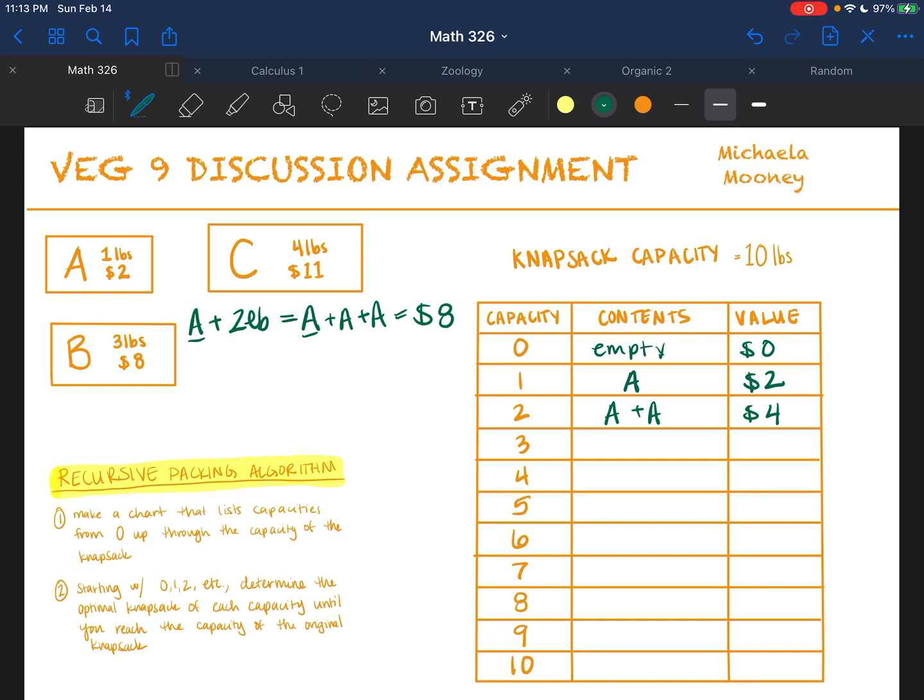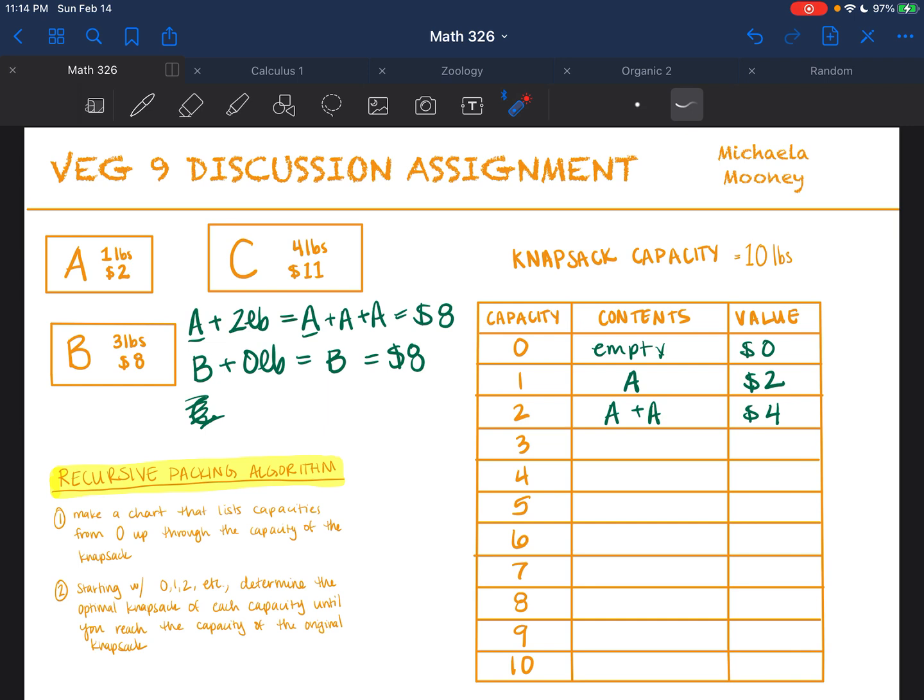And now we can actually look at B, because the capacity of our knapsack is 3 pounds. And B weighs 3 pounds. So if we add 3 pounds to 3 pounds, then we have 0 pounds left over. And we aren't going to add anything else because 0 pounds is empty, so there's nothing to add. And so we are just left with B, which is worth $8. And next we would do C, but C is over capacity, so we can't do it.